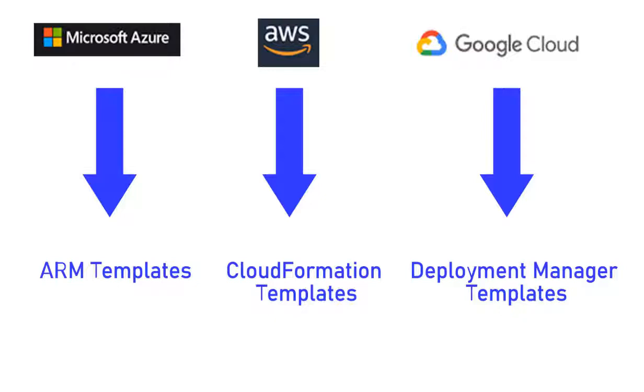So if the web application firewall is in Microsoft's Azure cloud, then the installation and configuration will probably be done using an ARM template. And if it's in Amazon's AWS cloud, then it'll probably be done using a CloudFormation template. If it's in the Google cloud, then it's a template using Google Cloud Deployment Manager.